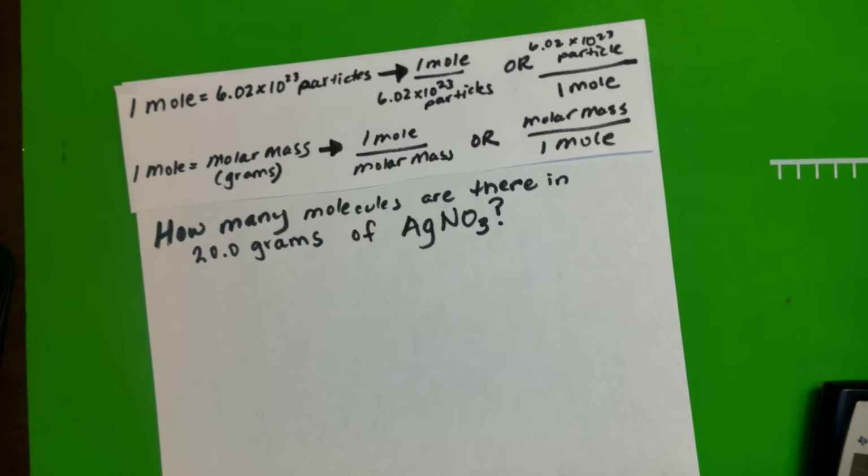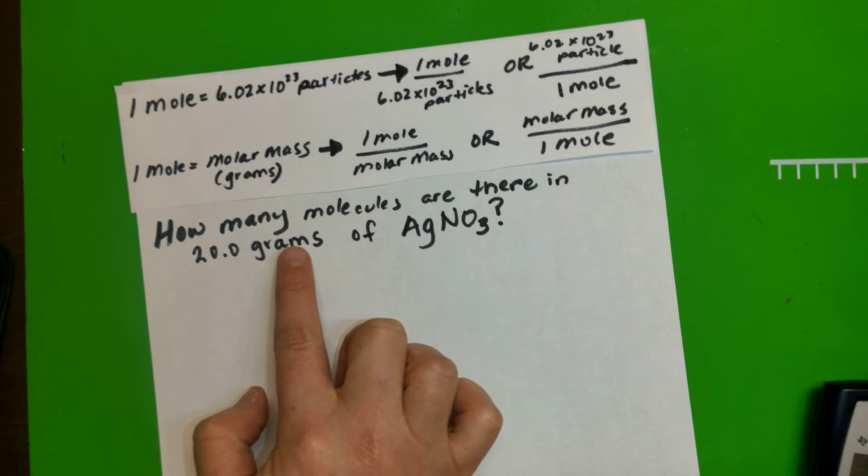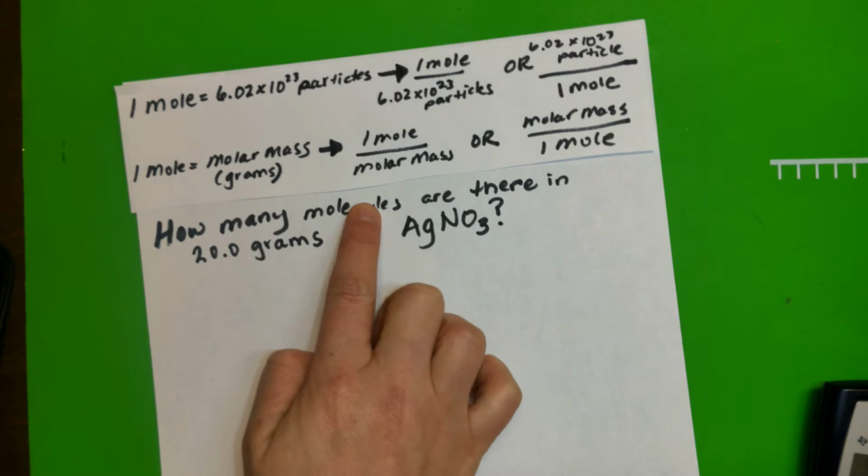Okay, so now we're gonna go ahead and do how many molecules. We're gonna do the opposite. The other one was based on particles or molecules, and then you're converting it to grams. This one's the opposite. Now this one I'm gonna go from grams to molecules.